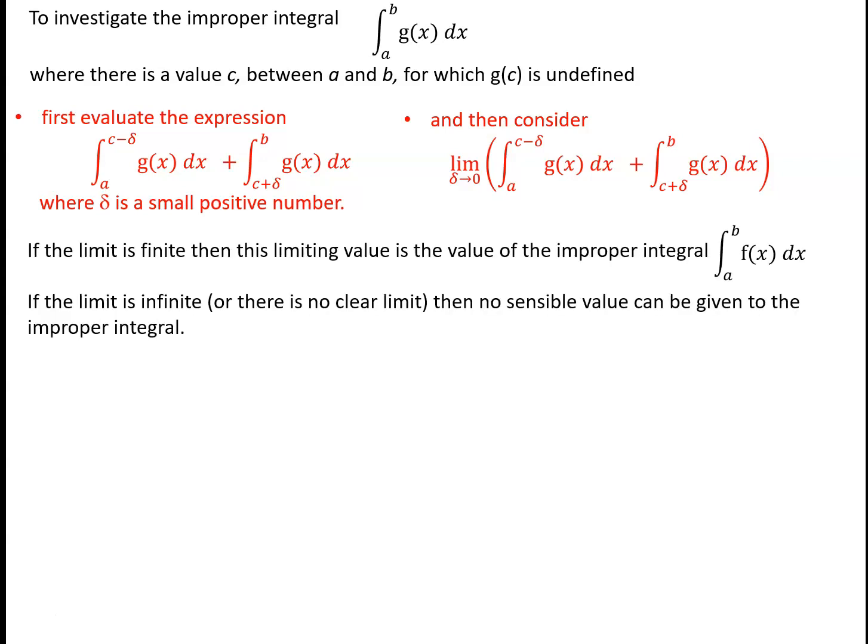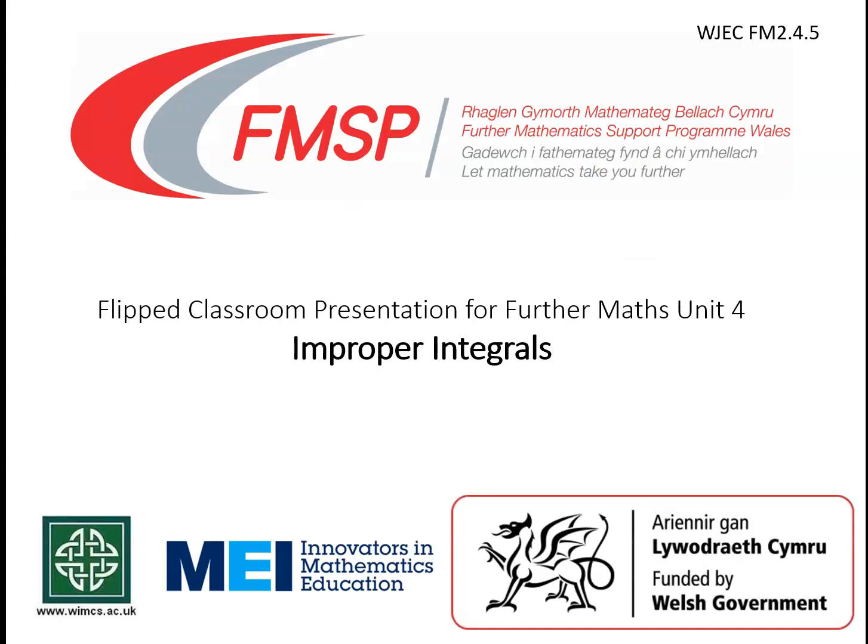If the limit is finite, then this limiting value is the value of the improper integral between a and b of f of x dx. On the other hand, if the limit is infinite or there is no clear limit, then no sensible value can be given to the improper integral. So during the course of this video, we've looked at what constitutes an improper integral and the processes that we need to take into account if we want to see whether an improper integral has a finite value or not.